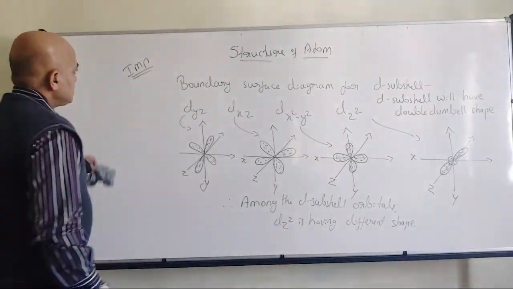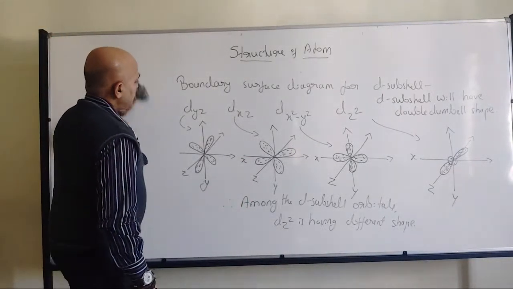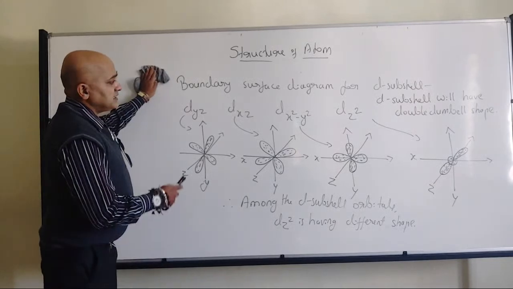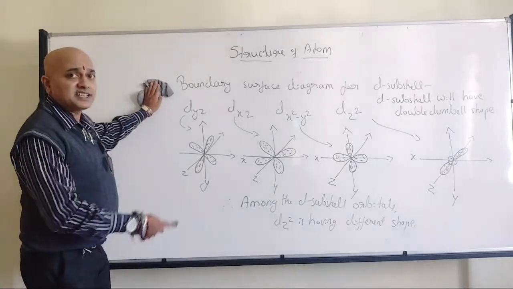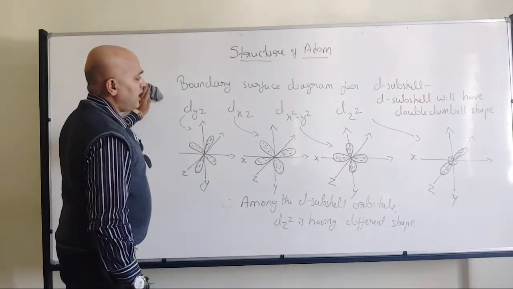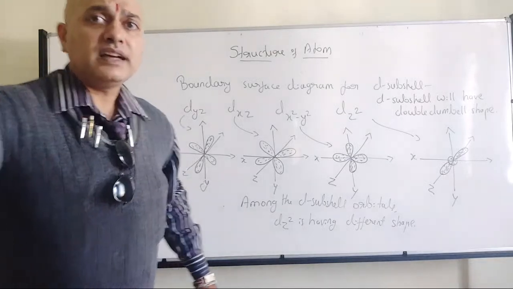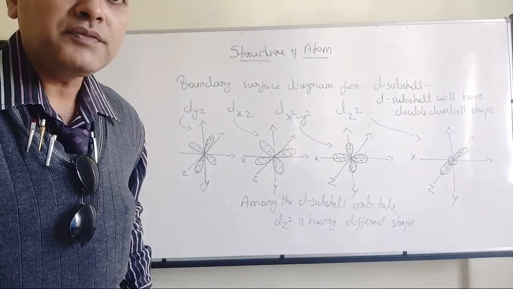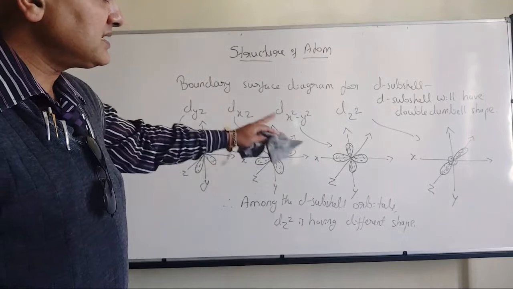Fine. So that's where we have the boundary surface diagram for d orbitals. Okay, and dz square is having a different shape among the d subshell orbitals. Dhanyata, shall I remove now? All these things, shall I remove?